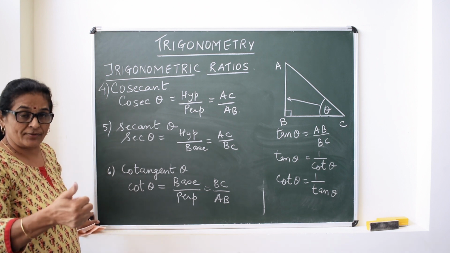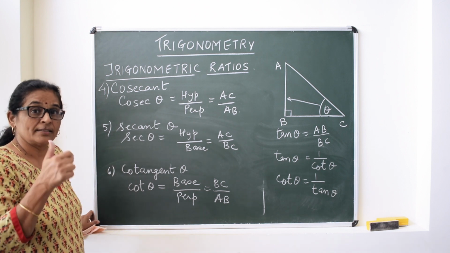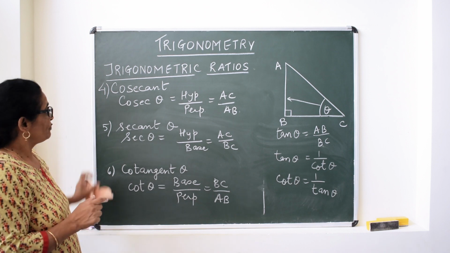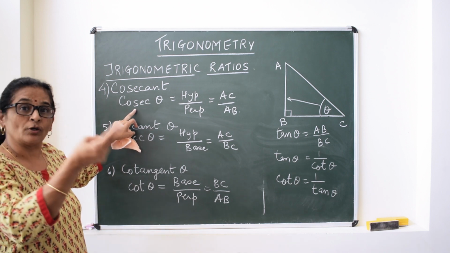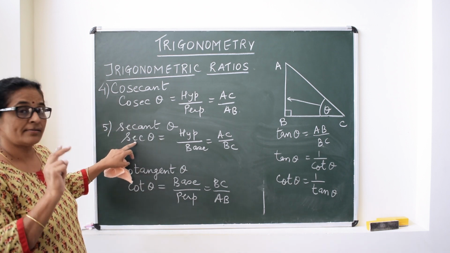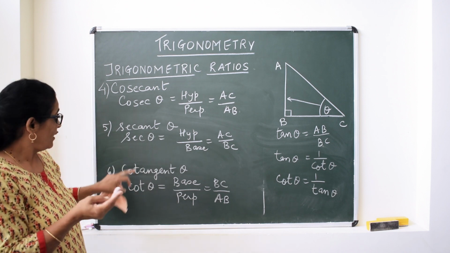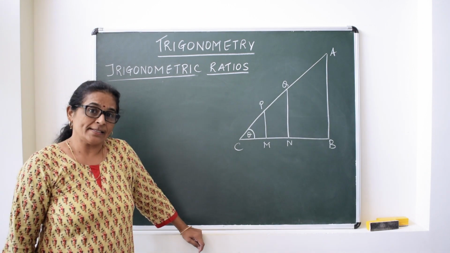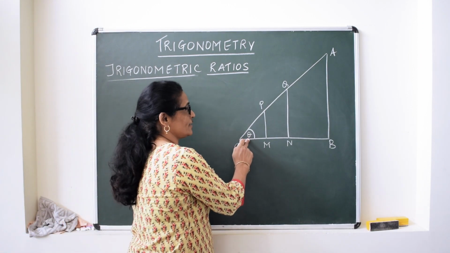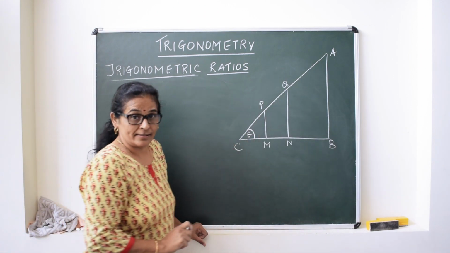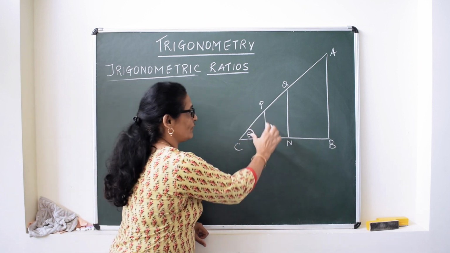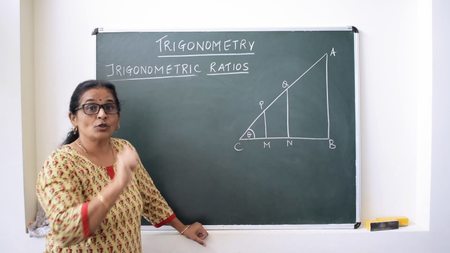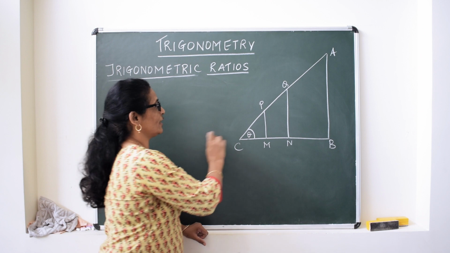So basically there are three main ratios and other three are reciprocals. First is sin theta, then cos theta, then tan theta. And cosec is reciprocal of sin, sec is reciprocal of cos, and cot is reciprocal of tan theta. Now we will see if this theta is same for different triangles, the length will vary but the ratio will not change. Let's see how.